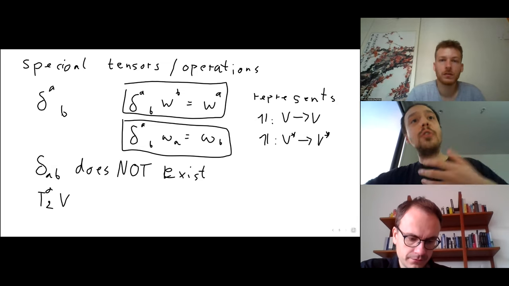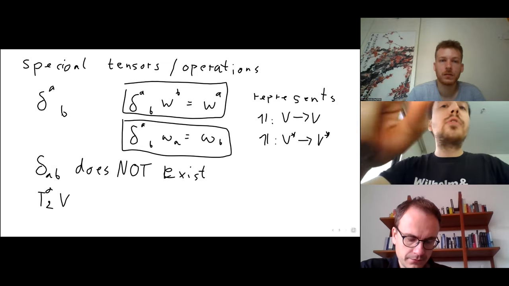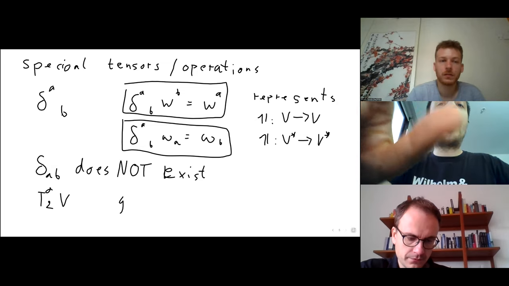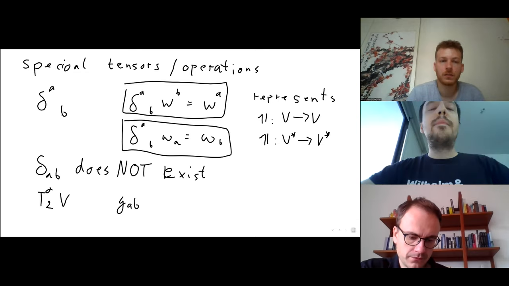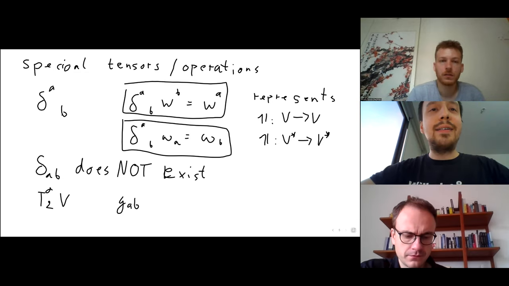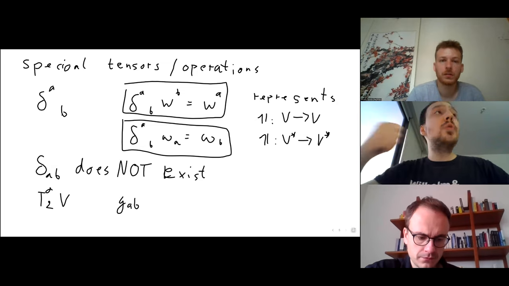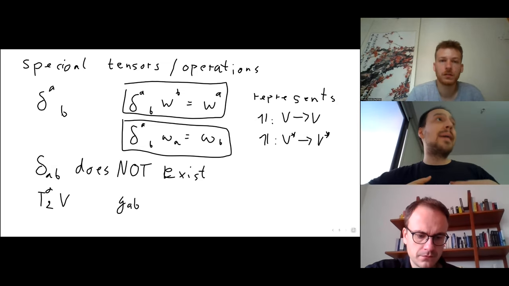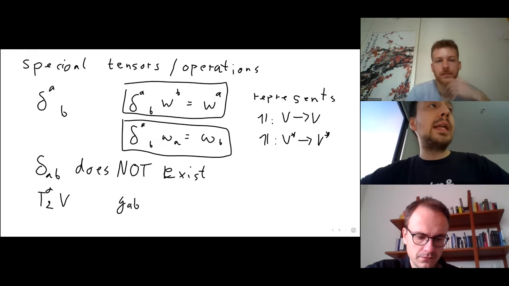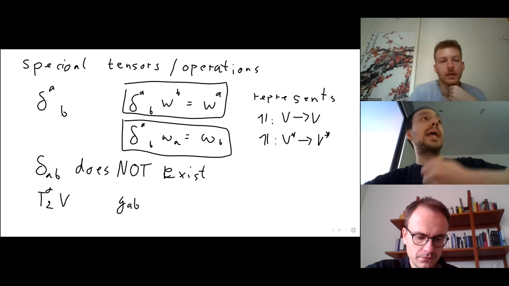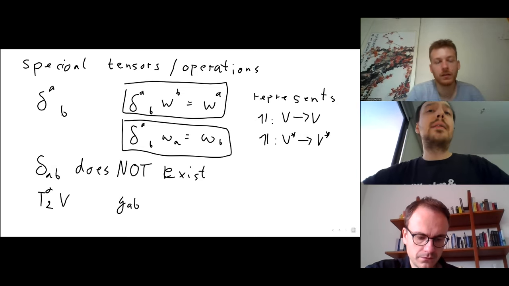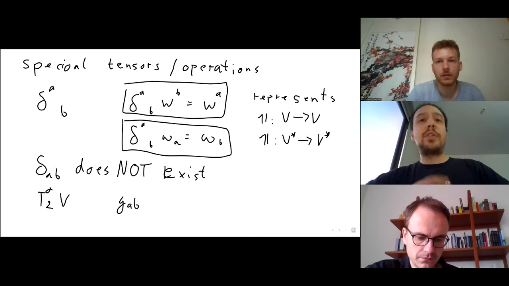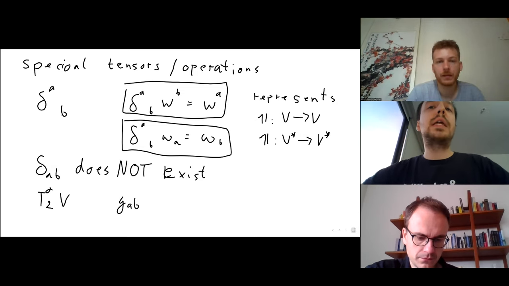Of course, you can introduce such an object, and we will do that often, where we introduce an object G_AB, and we don't call it Kronecker delta because this is a new object that is not canonically defined in a way the identity map is always there. We don't need to make a choice. If we want to put an inner product on a vector space, we need to make an additional choice by defining a positive definite bilinear form here, G_AB. Okay?